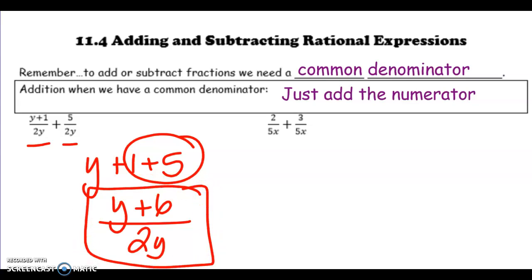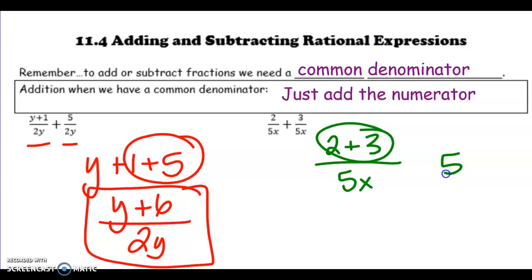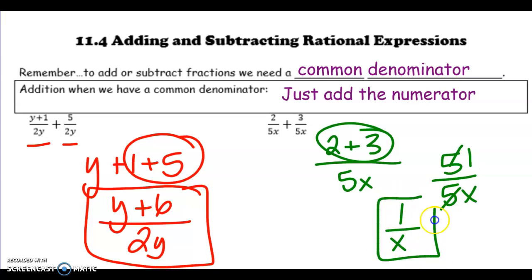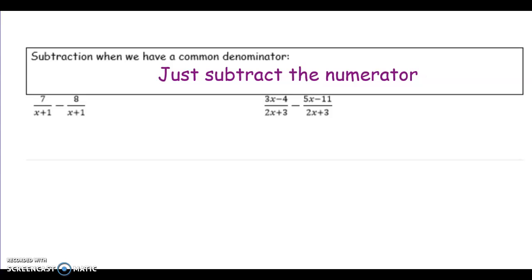When I move to the next one, I just do 2 plus 3. Remember my denominator stays the same, so it's 5x. Well, 2 plus 3, I can actually add that together. In this case, I've got 5 on both the top and the bottom. When I cancel those out, when I get 5 over 5, I get 1, which leaves me with just 1 over x.